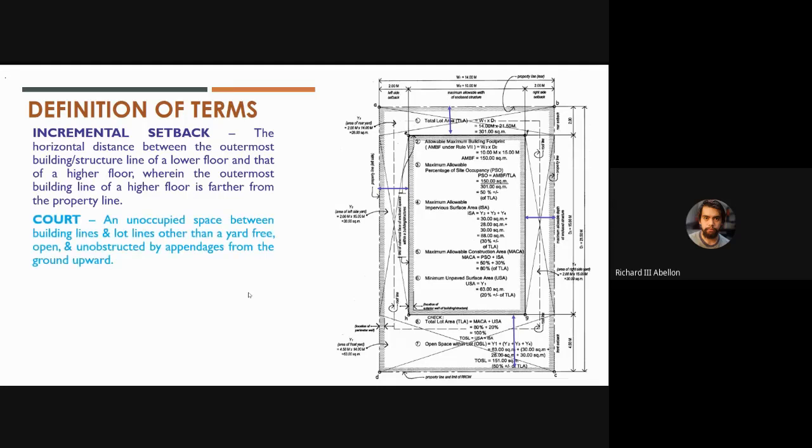We have a court. The court is an occupied space between building lines and lot lines other than a yard, free, open, and unobstructed by appendages from the ground upward. So pag sinabing court, ito yung open space. Okay? So, wala siyang obstruction from the ground hanggang sa taas niya. Ayan. A yard is a vacant space left in a lot between the building and the property line.